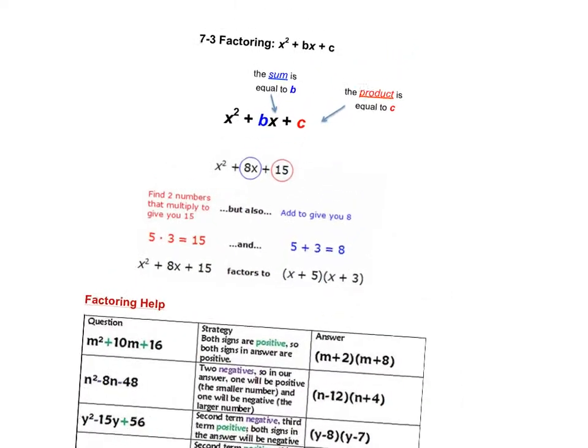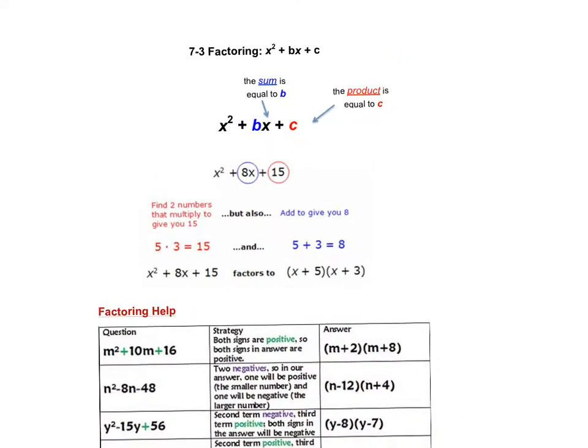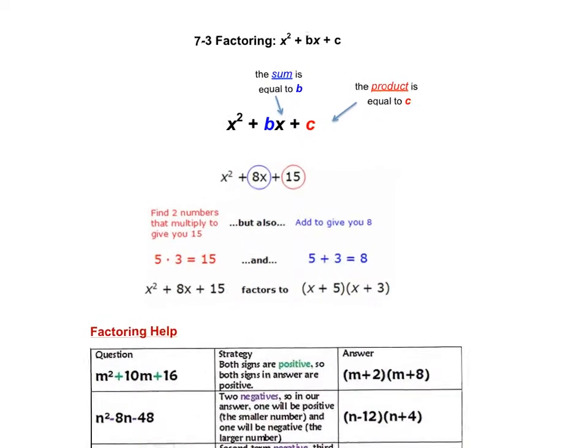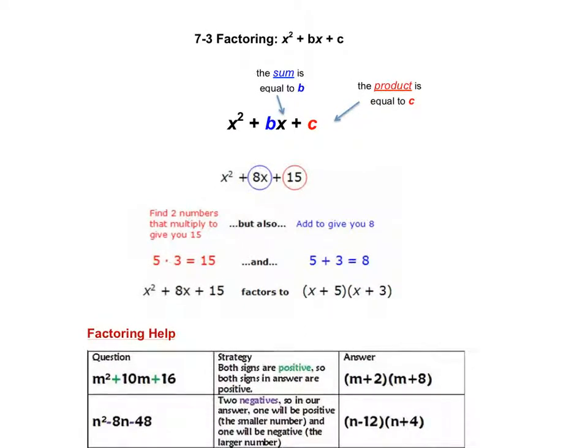This is 7-3, factoring x squared plus bx plus c. In order to understand factoring, you have to understand something. If I said to you, give me numbers that have a sum of 7 and a product of 12, hopefully you could think of the numbers 3 and 4.